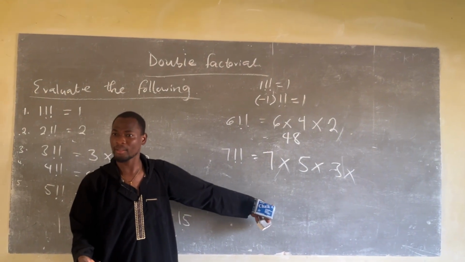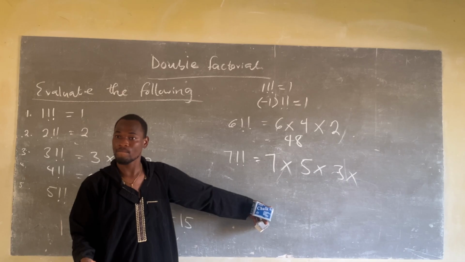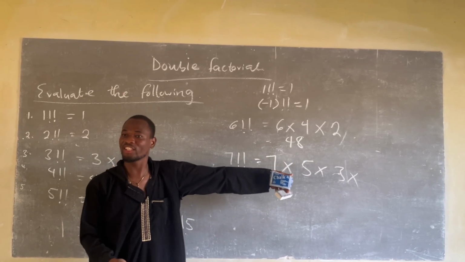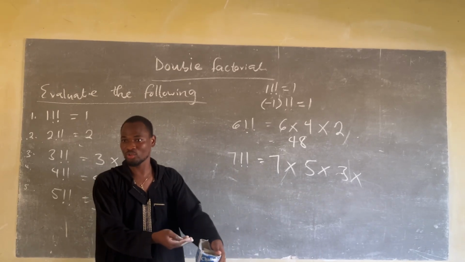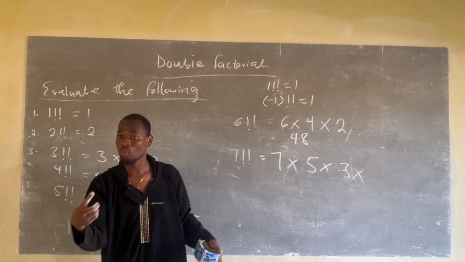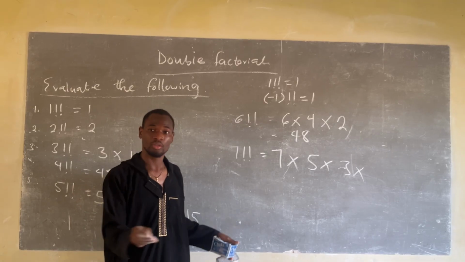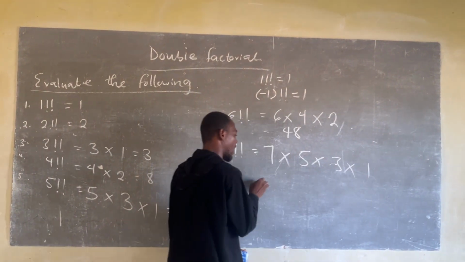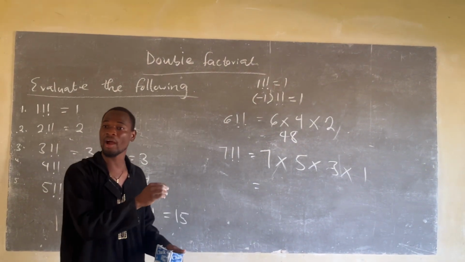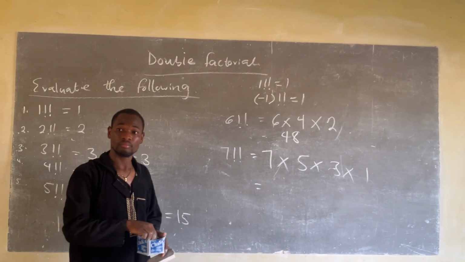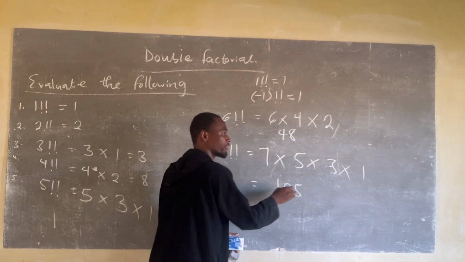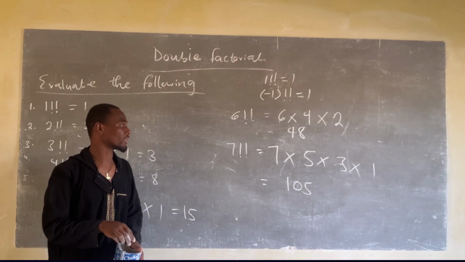No. Why? You have said that's 1. Because 3 isn't the terminating point. So you said that the terminating point is supposed to be 1. So we are very right. So 3 by 1. So what do we have? 7 by 5 by 3 by 1. 105. As simple as that.